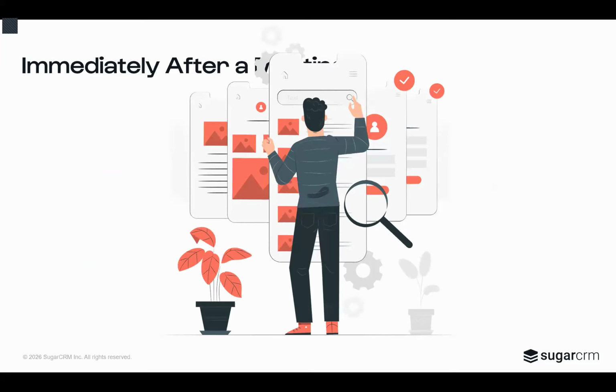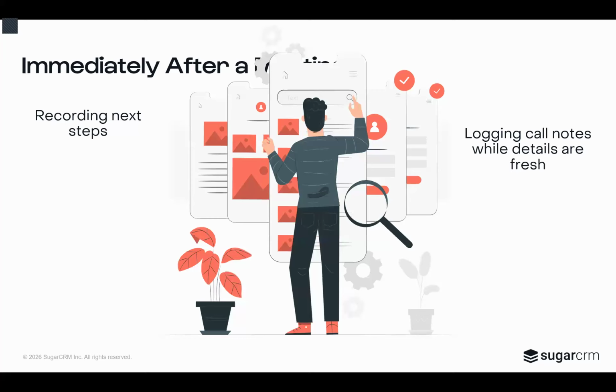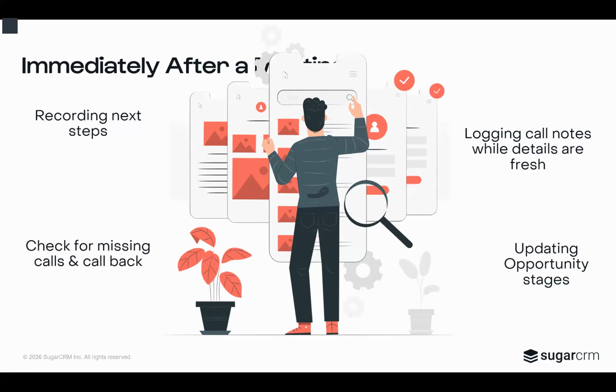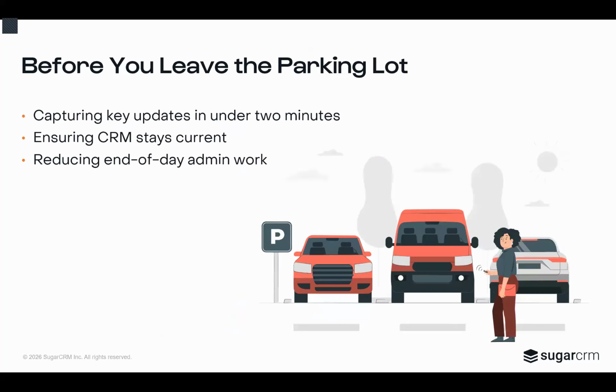Then after the meeting, we want to record next steps. We want to log call notes with any details that are fresh on our mind. We want to update the opportunity stages and maybe next steps. And then we need to check for missed calls so you can call them back, right? And right there within the app, you can click on their link and it will automatically ask you if you want to put that call in like we demoed earlier.